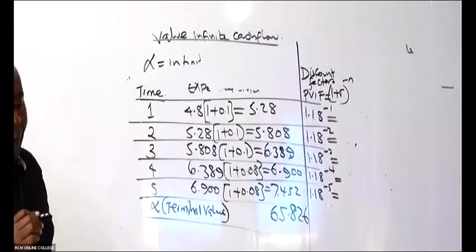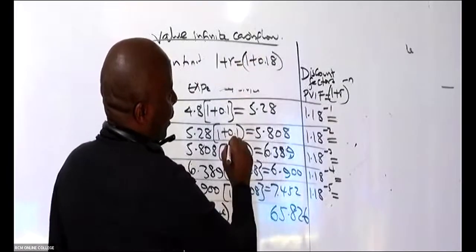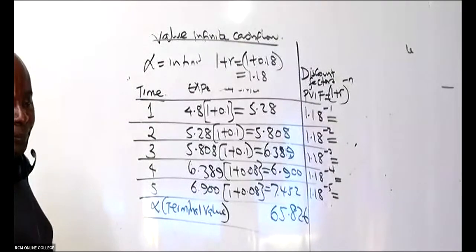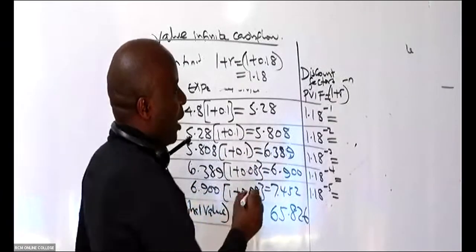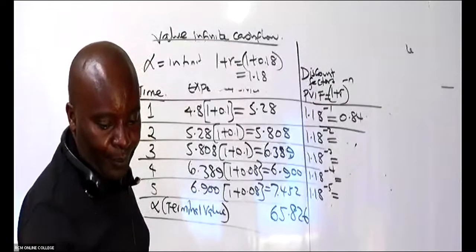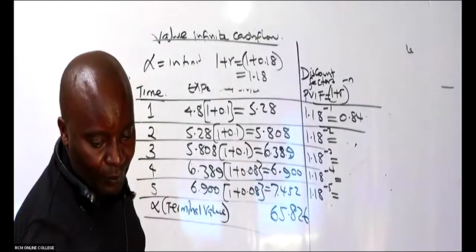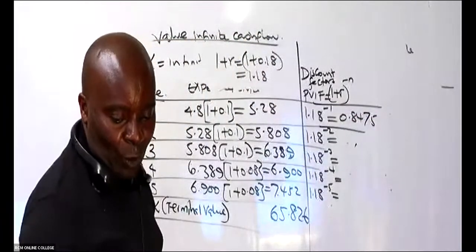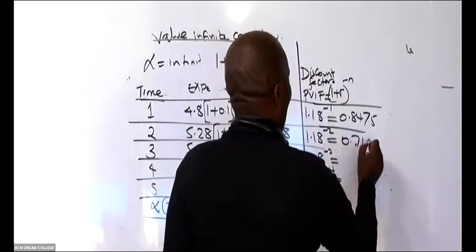Where am I getting 1.18 from? Remember, it is 1 plus R, and our R is 0.18. That's how I got my 1.18. How I wish I would get somebody who can give me these answers pretty fast. The first one, I'm being told, is 0.8475. The second one is 0.7182.